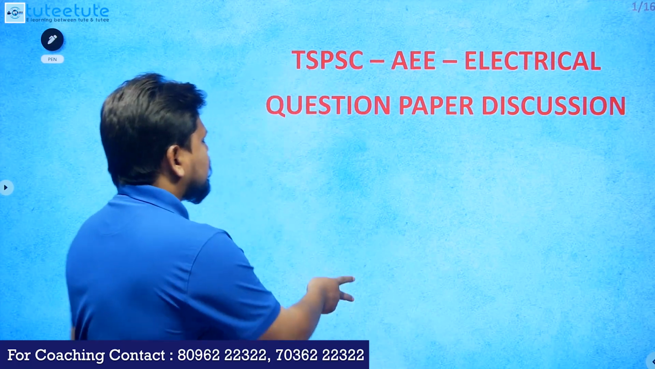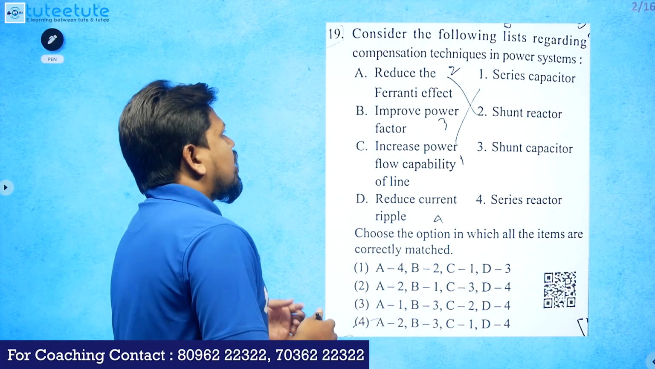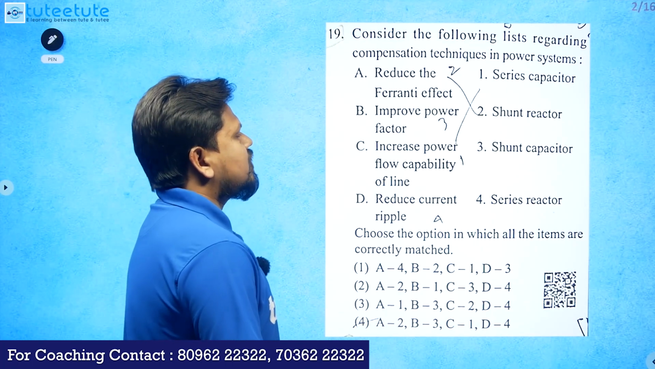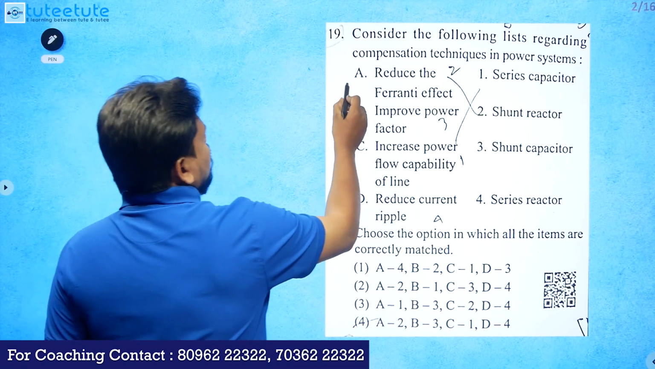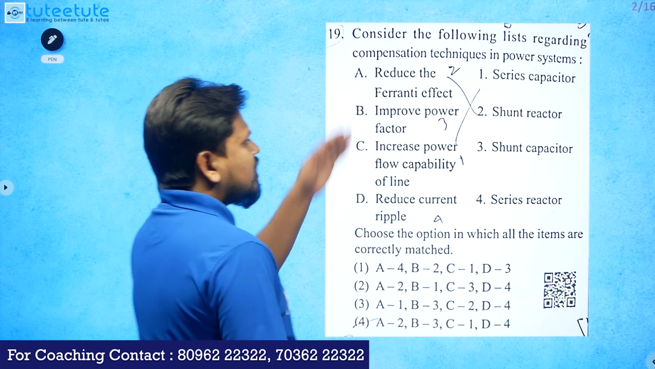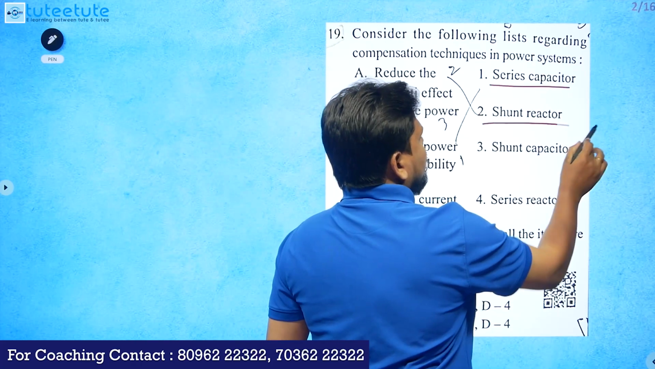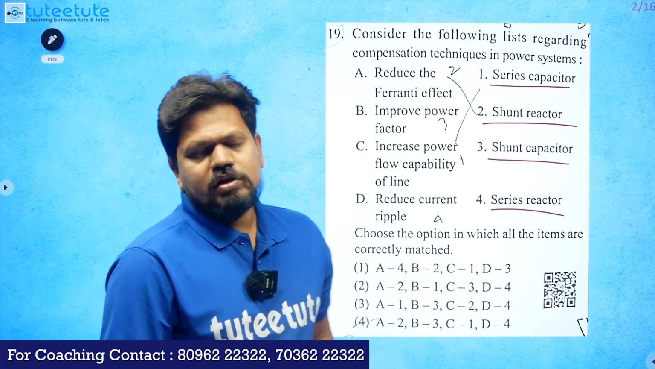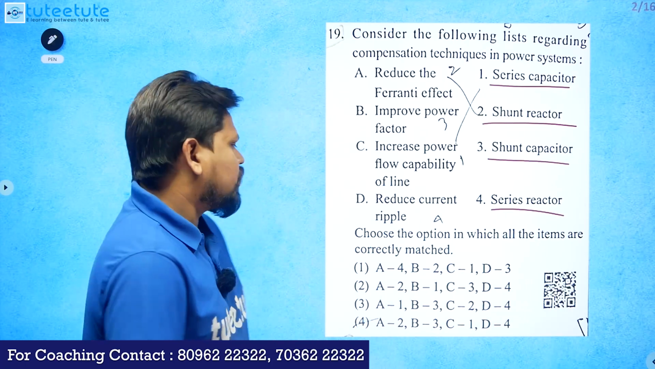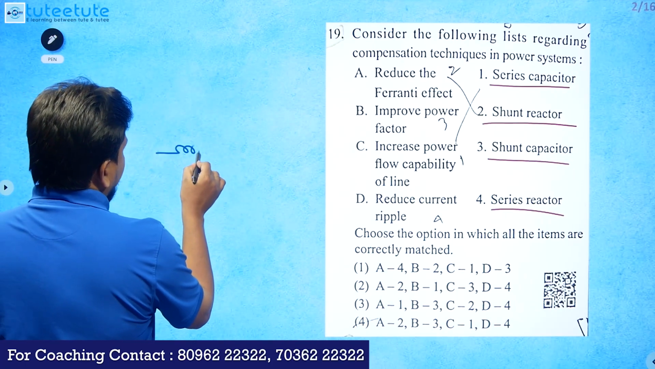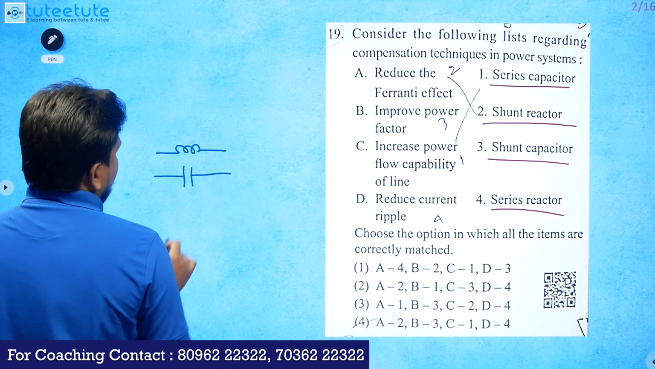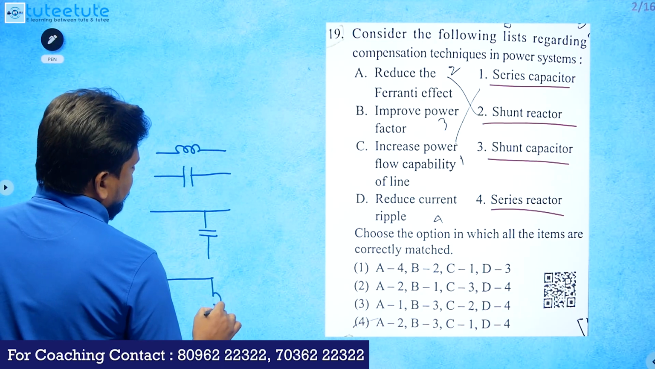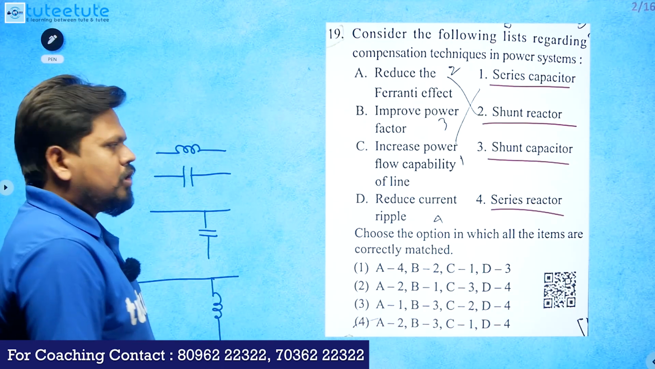Okay, so first question from power systems. Consider the following list regarding compensation techniques in power systems. See what they have given: reduces the Ferranti effect. Let's see the other side first: series capacitor, shunt reactor, shunt capacitor, series reactor. These are four voltage compensating devices. In the voltage control unit we used to study these four: series inductor, series capacitor, shunt capacitor and shunt reactor. So these are the four. We have already seen them.